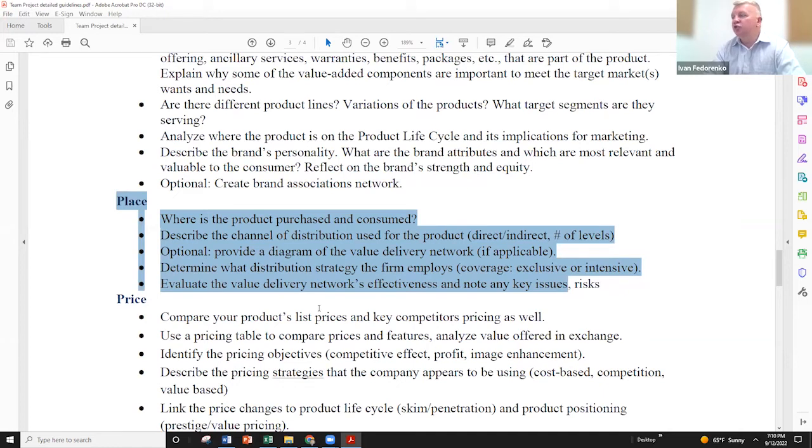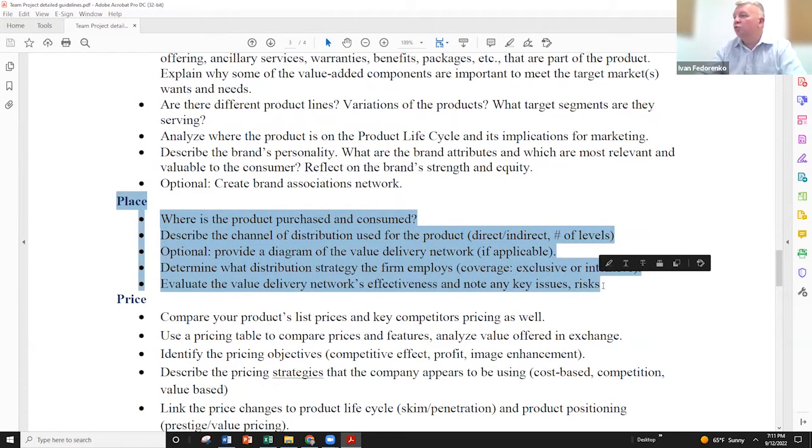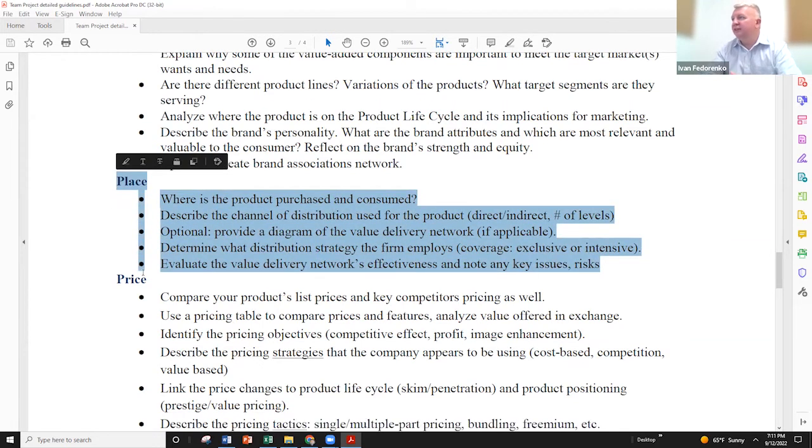Or do they sell it through intermediaries, like through supermarkets, through retail, or, if it's an automotive company, chances are they sell it through dealerships. So place is analysis of how they sell and deliver their product. How does their delivery work?